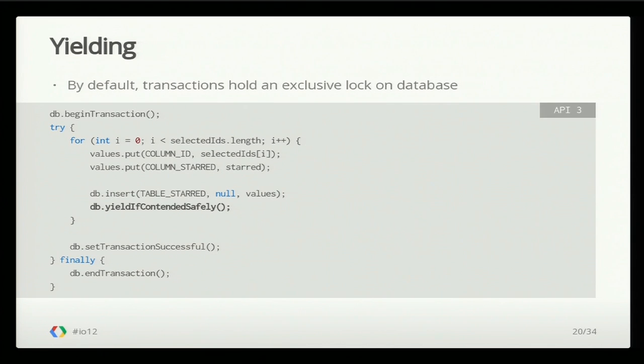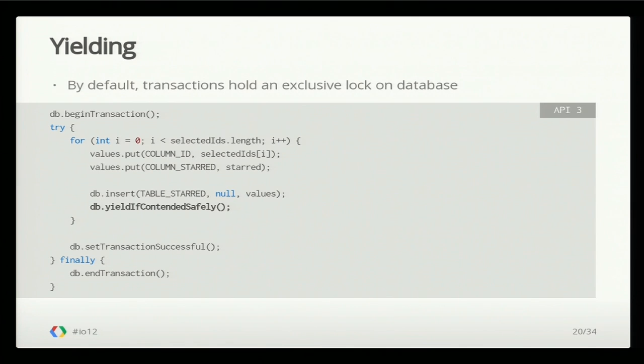So we can solve this. We can solve this by inserting yield points into our transaction. And so here's an example of this. We're doing our db.insert that we've been doing through the last couple examples, but now we're inserting this method, yieldIfContendedSafely. And what this does is when we call into it, if the database is contended, if someone else is interested in performing a read or a write on the database, when we call in here, it will end our current transaction that we're executing, letting that other query, that other read or write, proceed. And then, when that's finished, it'll begin another transaction before returning control back into our loop.